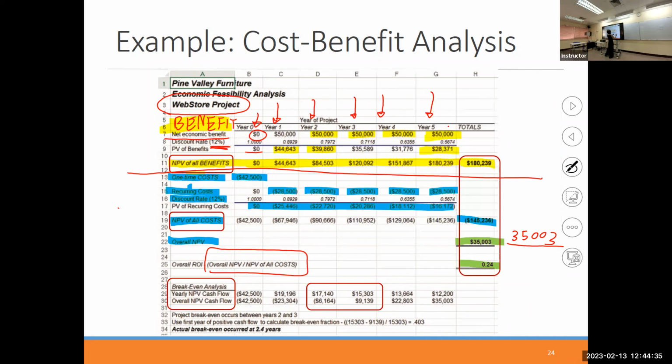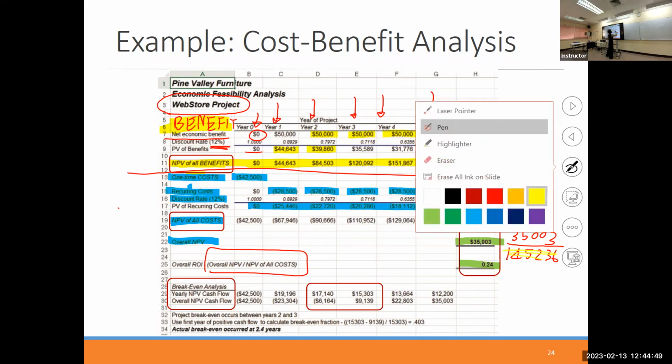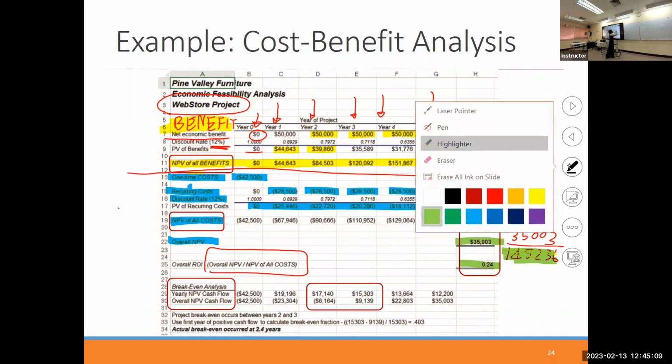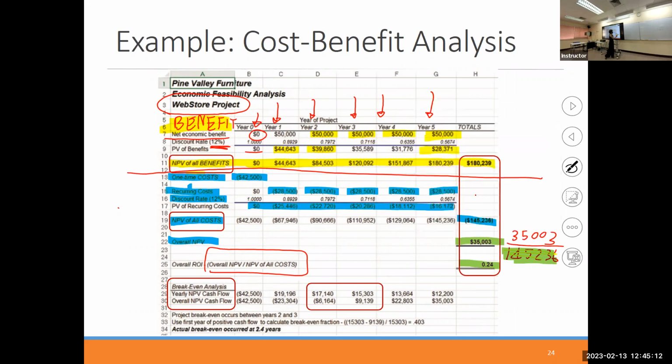So the meaning is that we spend. Okay, this is the meaning, right? You spend 145,236. This is the money you have to pay in order to gain 35,003, and this makes a return on investment of 24%.